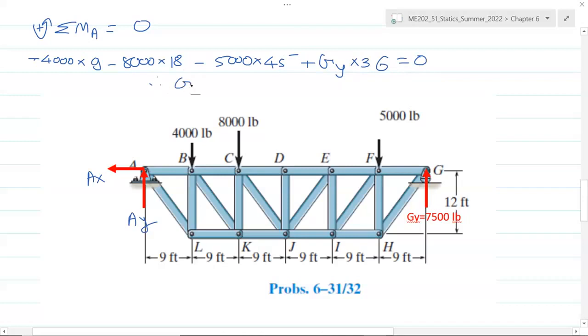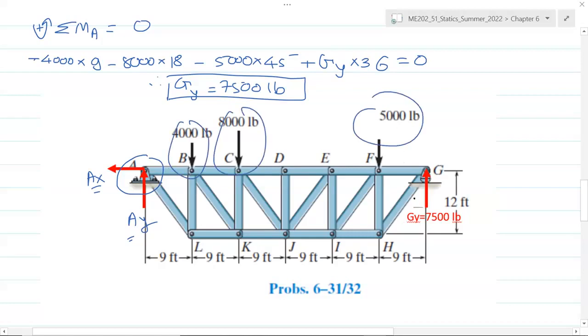From that we can solve for the GY support reaction, which is 7,500 pounds, and that's positive, which means the assumption of GY vertical up is correct. That's why I have this answer here, 7,500 pounds. So that's how it's calculated. To calculate this support reaction, we applied the sum of moments equation at A. We don't need to know the values of AX and AY, because their moments about A are 0, since there is no perpendicular distance. We only included the moments of the 4,000, 8,000, 5,000 loads and GY about A.